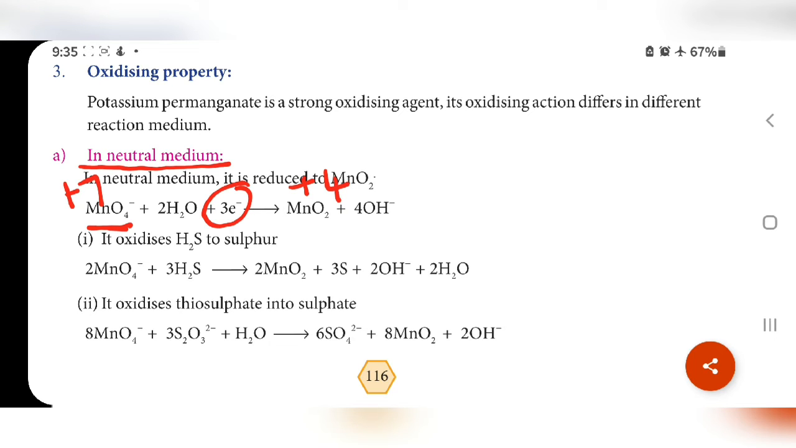See the second example. It oxidizes H2S to S. MnO4 minus.